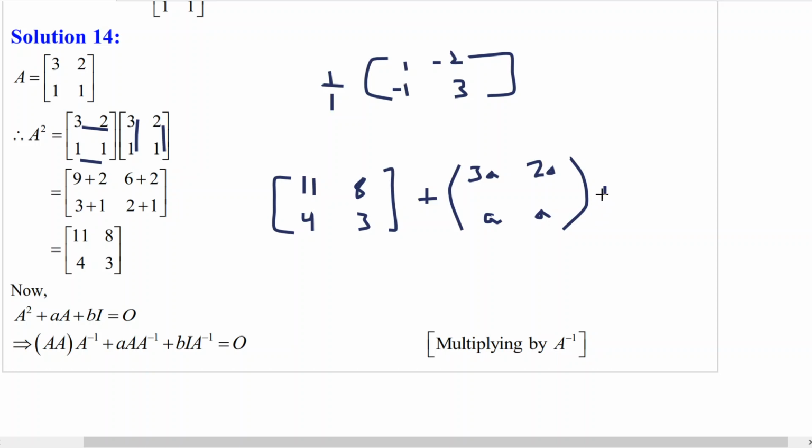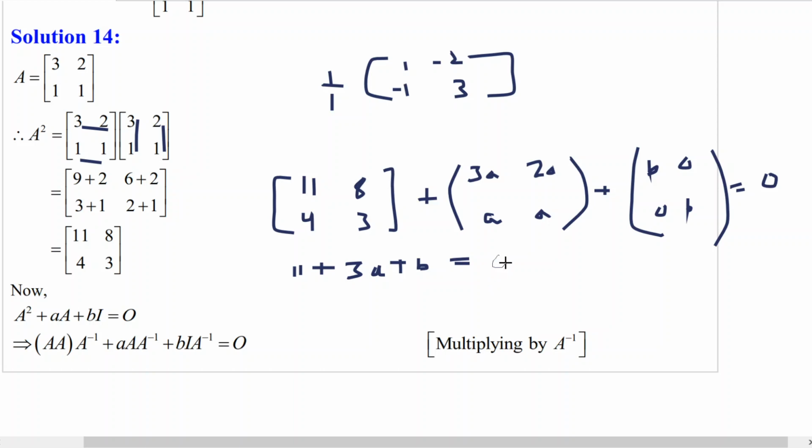and then plus BI. So identity is 1, 0, multiplying it with B will give you B, 0 and 0, B. And what is it equal to? It is equal to the 0 matrix. It means everything is 0. Every element of this matrix is 0. Now just simply add it. Okay. So this will be 11 plus 3A plus B, and what is it equal to? This is equal to 0.